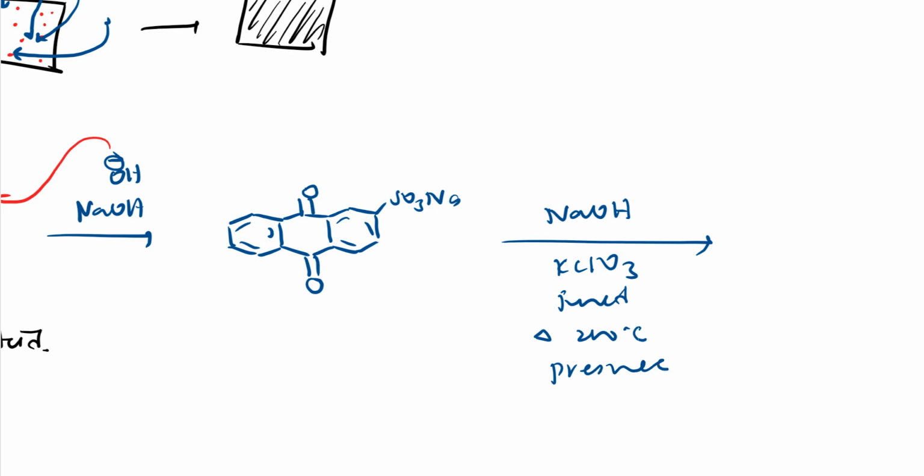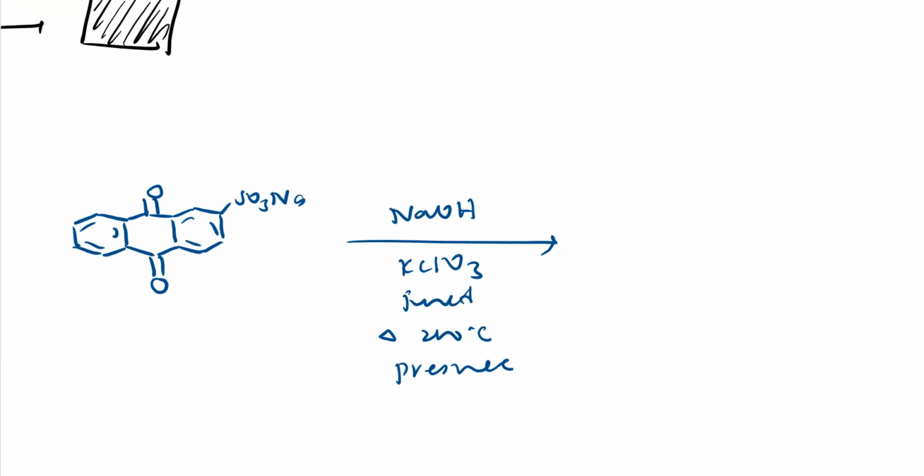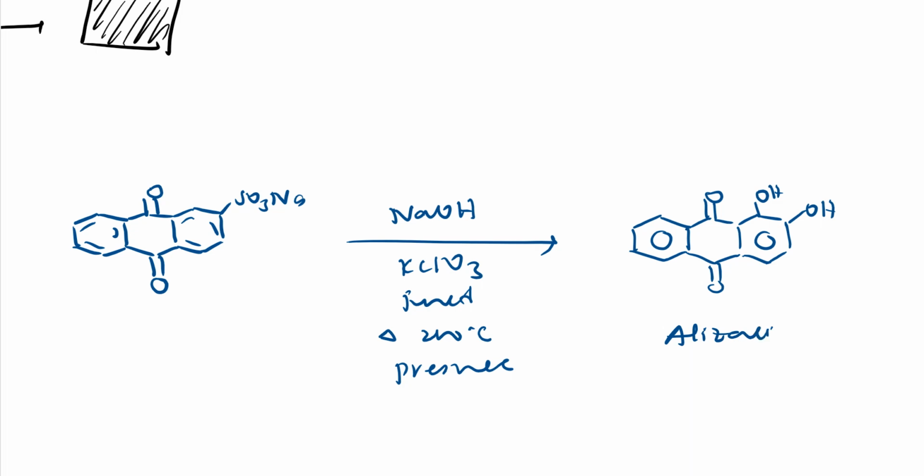If we do that, we will get this alizarin, right? So we will get this alizarin. The alizarin structure you should now be familiar with. Here also benzene ring, here also benzene ring, here OH and here OH. So this is how we synthesize it.